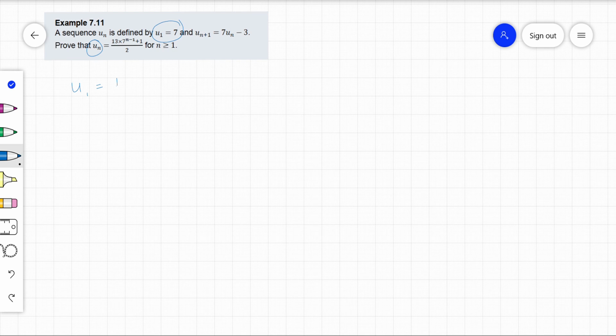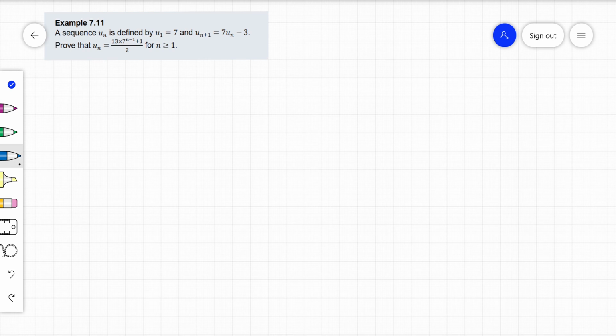So we've got 13 times 7 to the 1 minus 1, which we know is 0, plus 1 on 2. So we've got 13 times 7 to the 0, so times 1, plus 1 divided by 2, which is 14 on 2, which is 7. So we're all good. So it matches our recurrence formula. Alright, so U1 looks good.